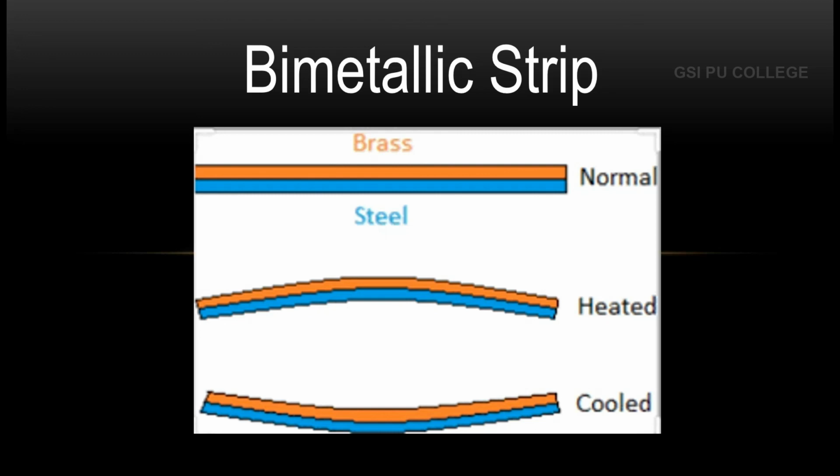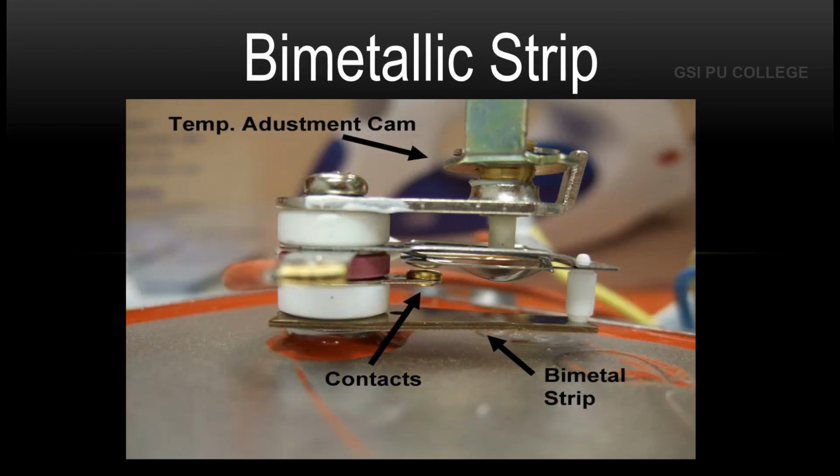The bimetallic strip forms part of an electrical circuit. This is a picture where the bimetallic strip is placed inside an iron box. It is used to convert a temperature change into mechanical displacement.